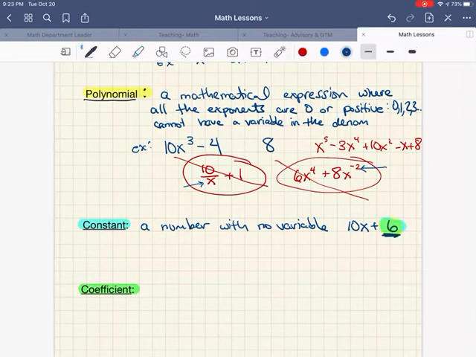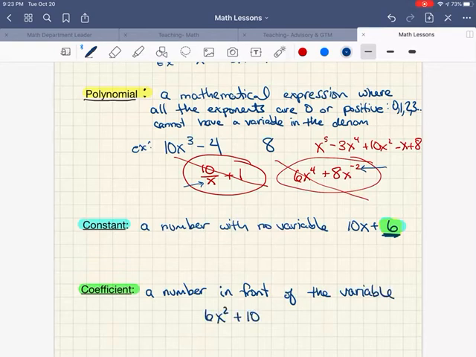Okay. A coefficient is the number in front of the variable. And as always, pause it at any point. So 6x squared plus 10. We've got green going on here. So the 6 right here is the coefficient because it's in front of the variable. Awesome. Doing great so far.